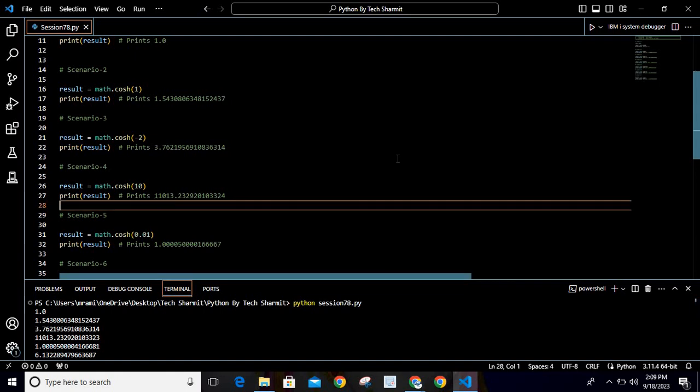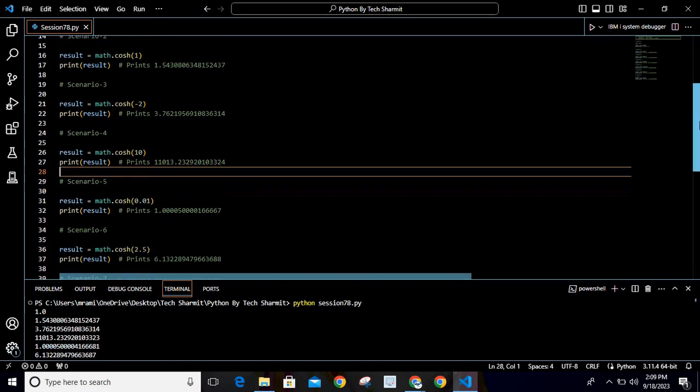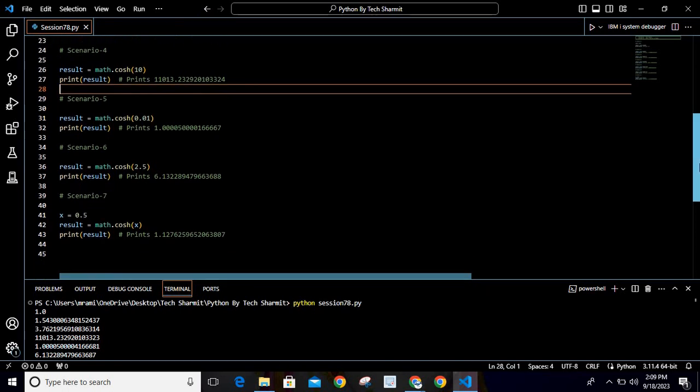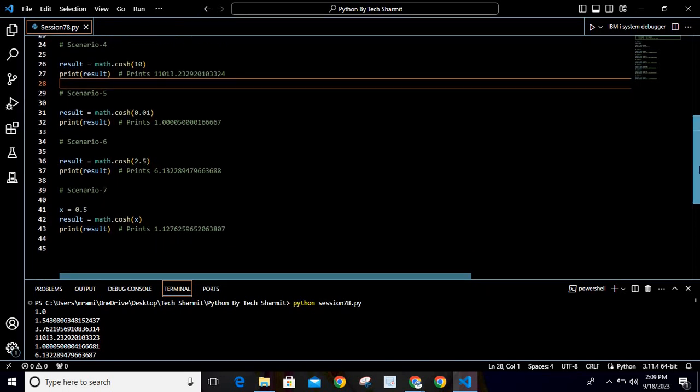Okay. In the same manner, if you go to the further scenarios, here I'm passing the value 10. So when we calculate the hyperbolic of cosine for 10, the output would be 11013.2329 something. And if you want to calculate the hyperbolic of cosine for a decimal value, you can use that. In scenario number 5, I'm using the same. I'm providing the decimal value 0.01 as the parameter.